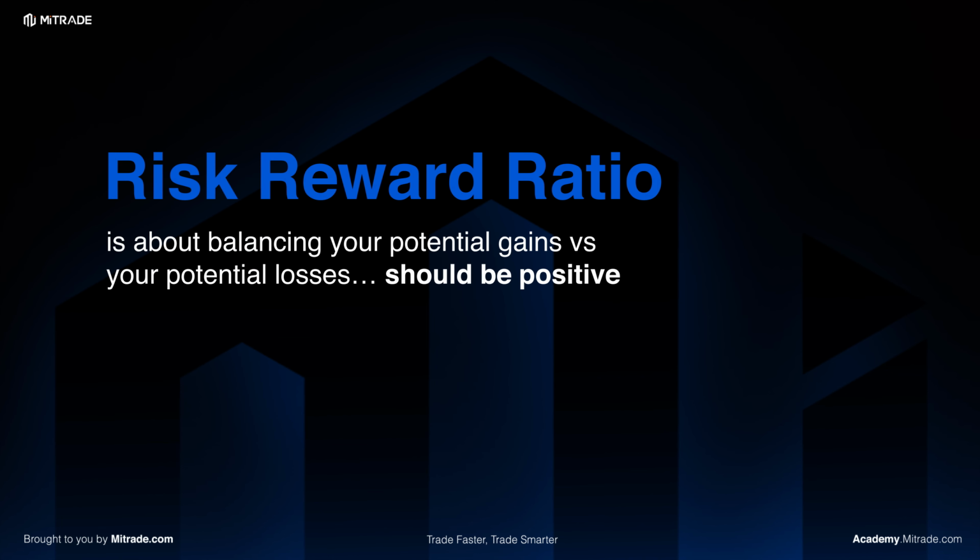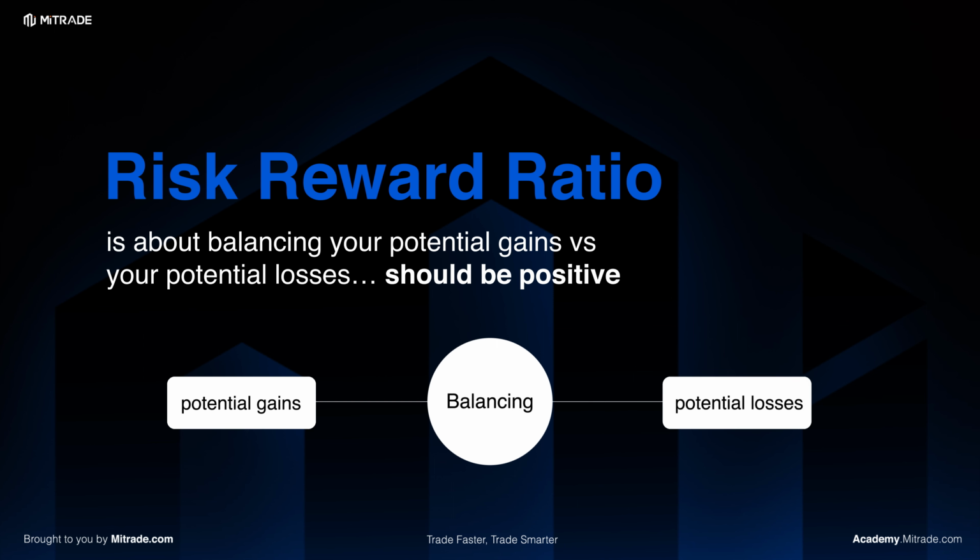Risk-reward ratio. What this is about is balancing your potential gains against your potential losses. In most cases, you want to achieve a higher reward for every part of risk that you are utilizing. Meaning to say, for risk-reward ratio, you want to achieve maybe 1:2, maybe 1:3, or even higher than that will be ideal.